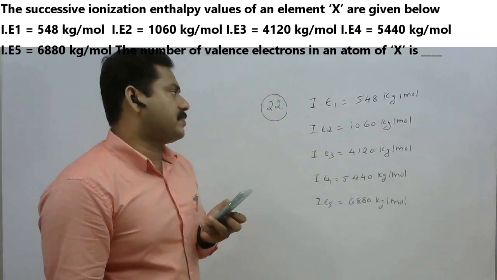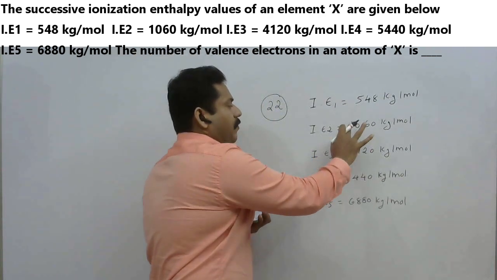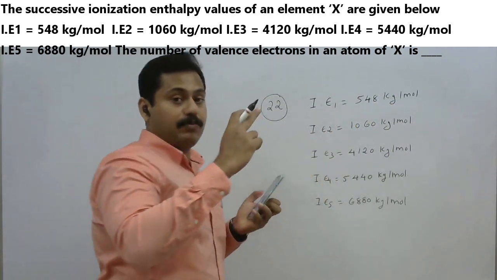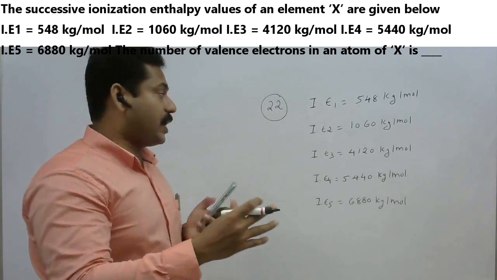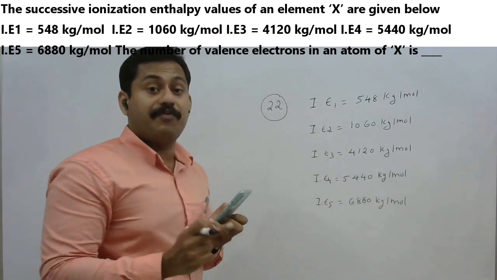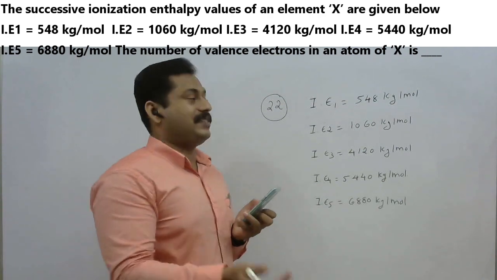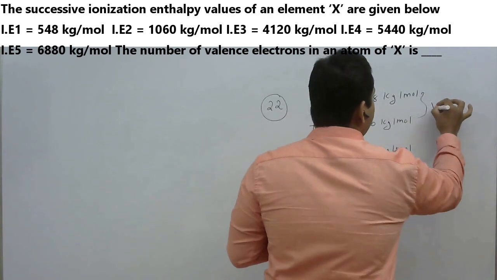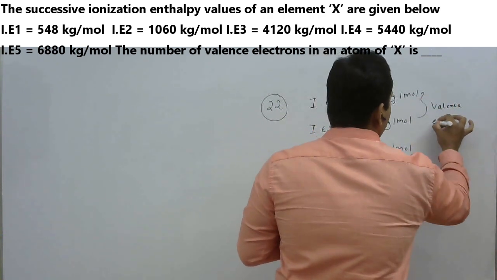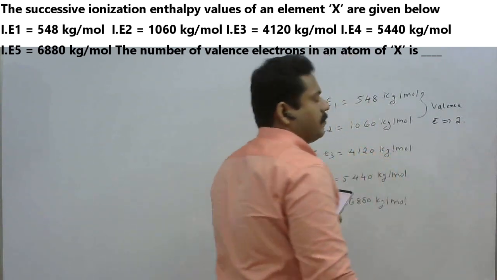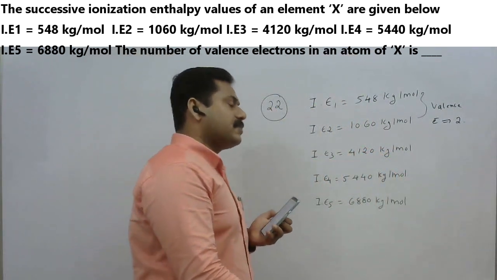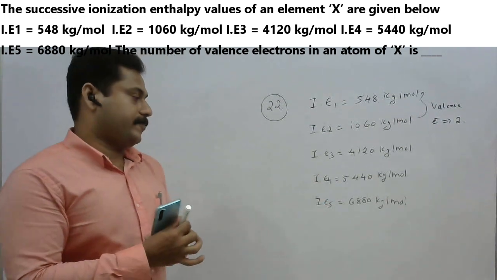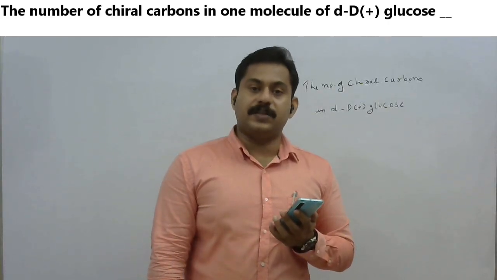So how to find out the answer there? Here IE1, IE2, there is only a slight change. But after the IE2, means after the removal of the 2 electrons from a shell, for the third electron you have to use the 4120 only, right? It means there is a sudden jump happening. So definitely valence electrons will be 2 only. This is a simple question, right? How to find out very easily? You have to go for the sudden jump. Okay, thank you.